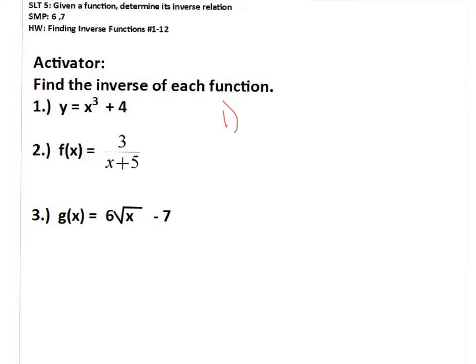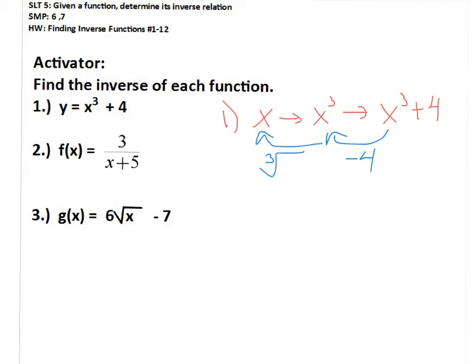And what we want to think of is, how did they first build this equation? They started with an x, then it became x to the third, then it became x to the third plus 4. So the inverse goes backwards. How do you go from x to the third plus 4 to x to the third? We take away 4. How do you go from x to the third just to x? We're going to cube root it.